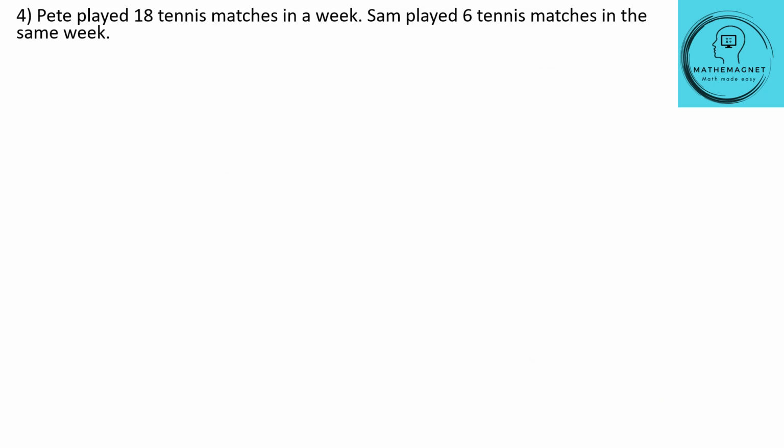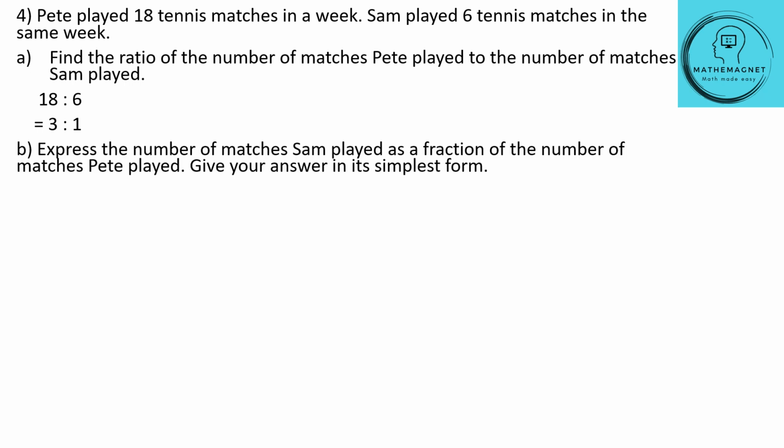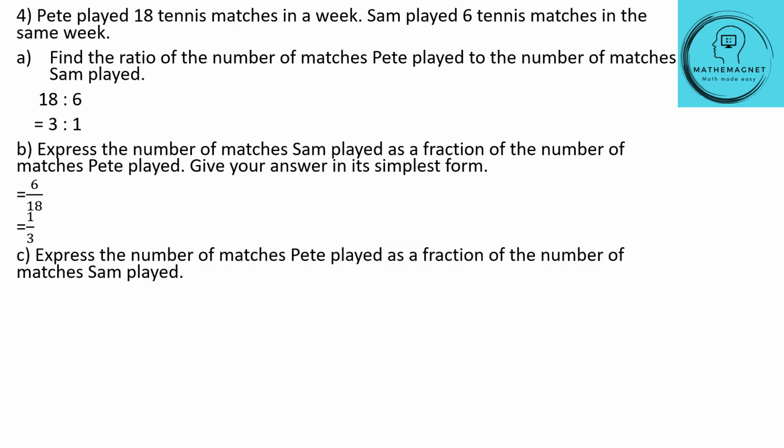Question number 4. Pete played 18 tennis matches in a week. Sam played 6 tennis matches in the same week. A. Find the ratio of the number of matches Pete played to the number of matches Sam played. So that will be 18:6. Now that can be simplified as 3:1. B. Express the number of matches Sam played as a fraction of the number of matches Pete played. Give your answer in its simplest form. So that will be 6/18. The simplest form will be 1/3.